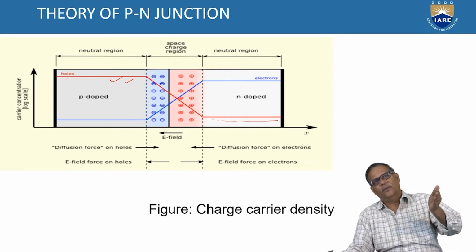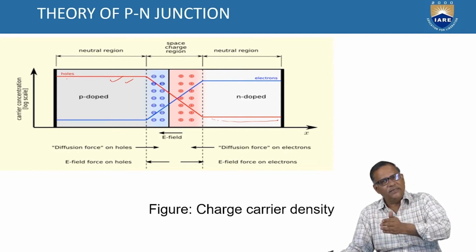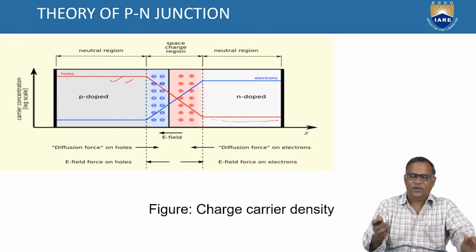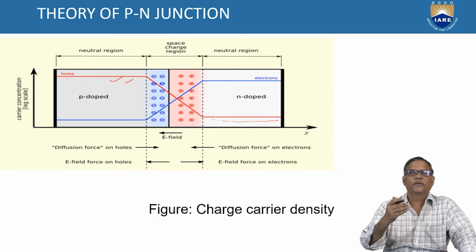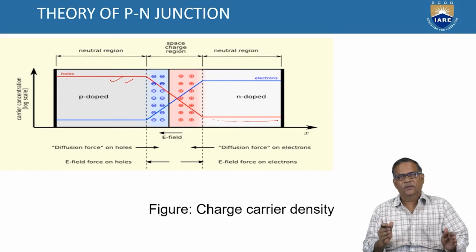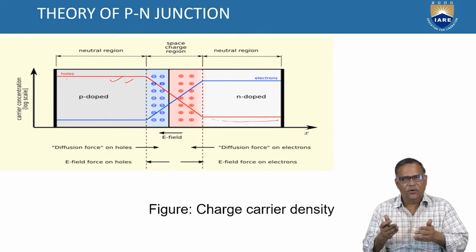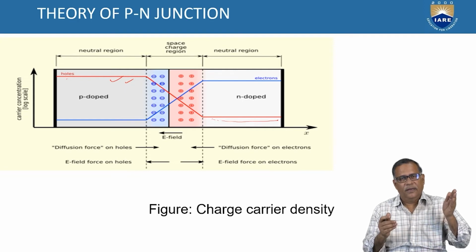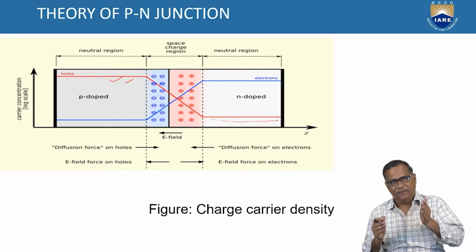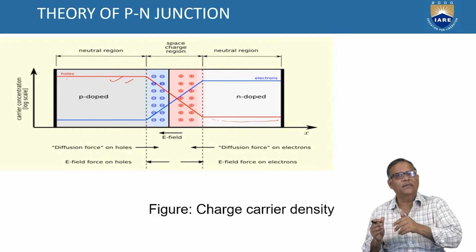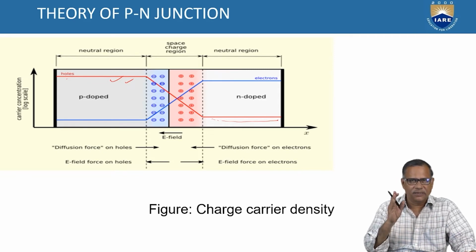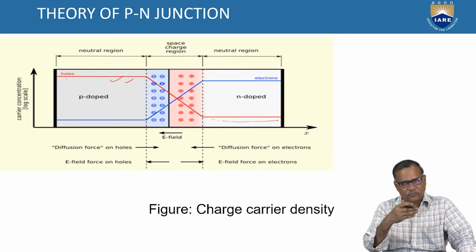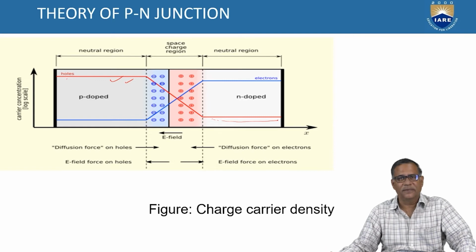As more and more holes travel towards the n-type region, there is more and more accumulation of positive charge near the junction. When it becomes sufficiently large, it stops further travel of holes from the p side to the n side, because the positive ions on the n side repel further travel of holes from the p side.